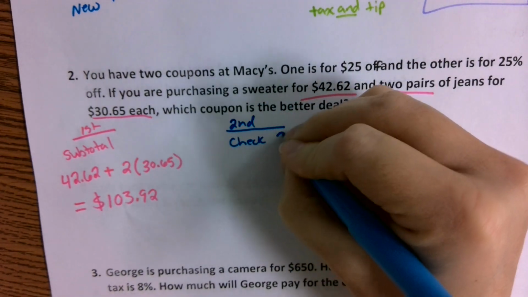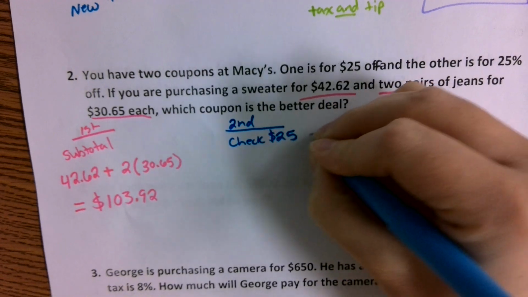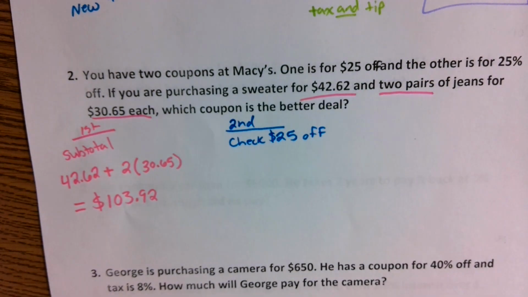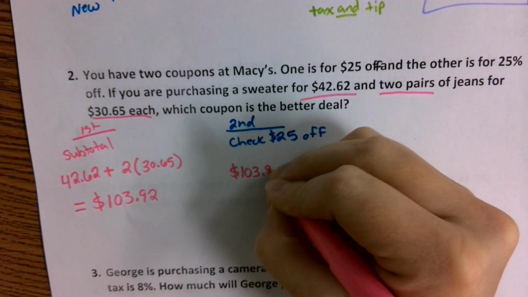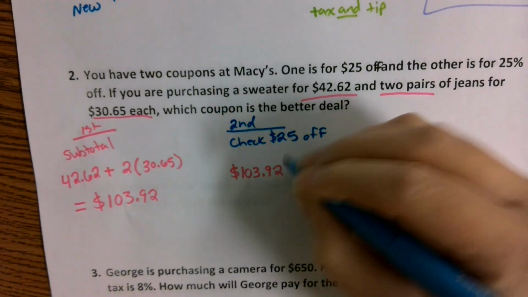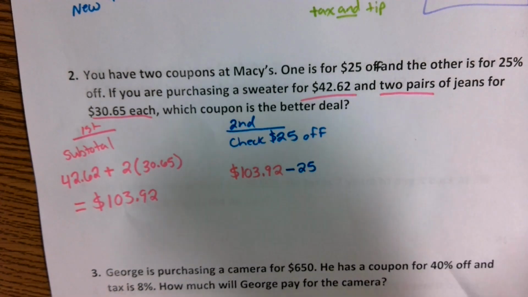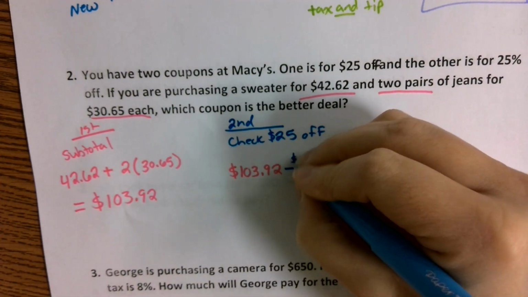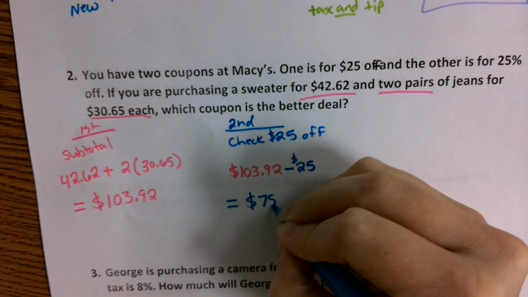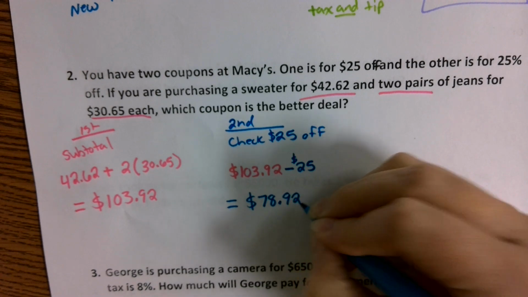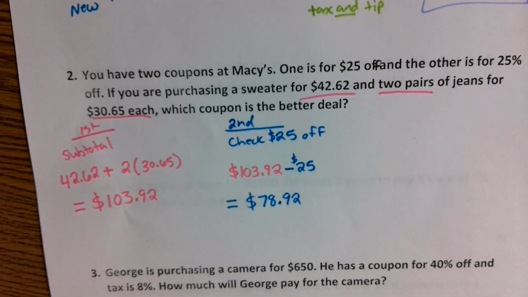You're going to check what the $25 coupon is. So I want to know if I take my $103.92 and I subtract the $25, right? That's the $25 off coupon. How much is that going to come out to? $78.92. So that's the $25 off coupon.